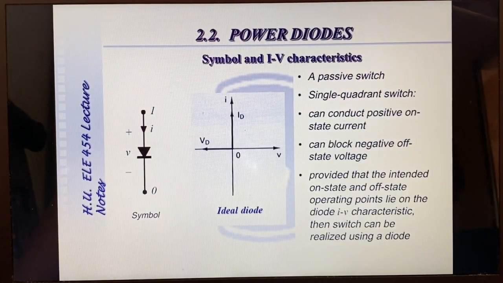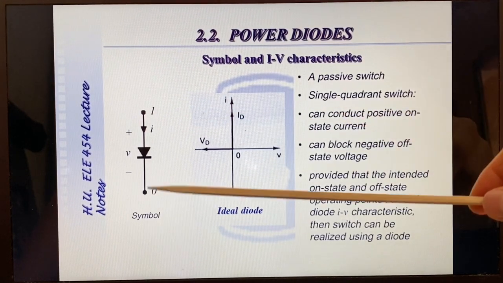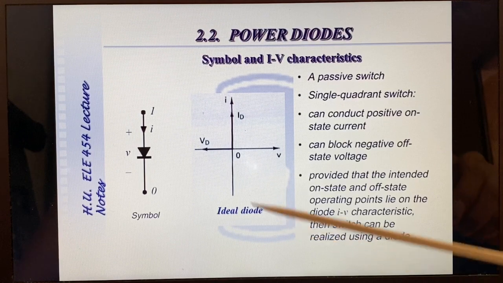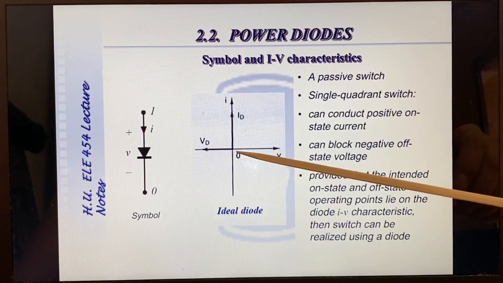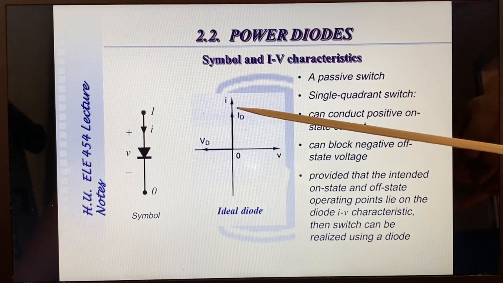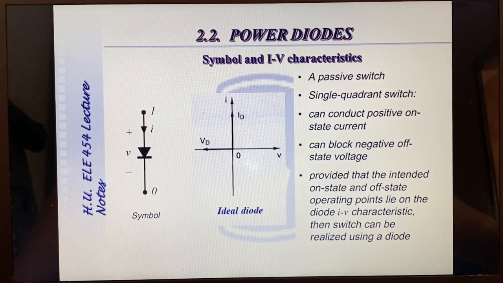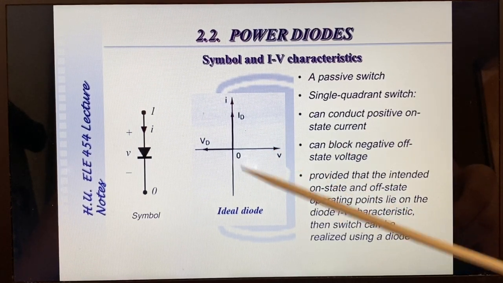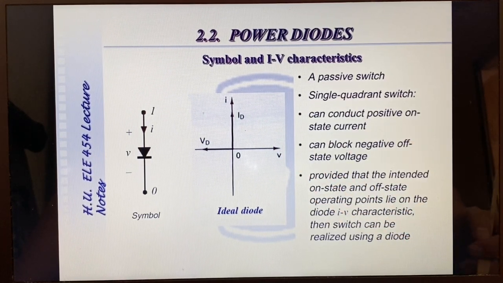Let us start with the power diode. You all know the symbol for the diode. In the ideal case, it is off when reverse biased. When the anode cathode voltage is negative, it is off. It is on when it is forward biased. This is the IV characteristic for the ideal diode.